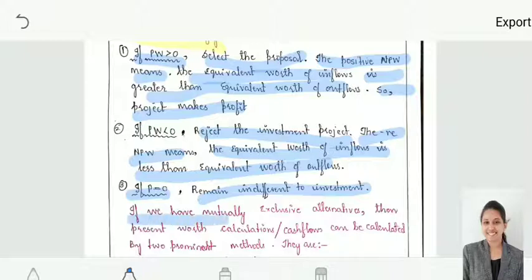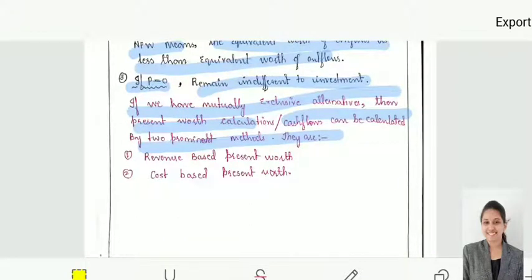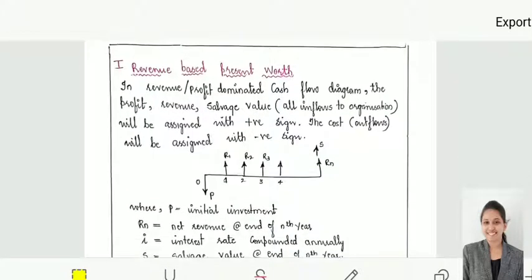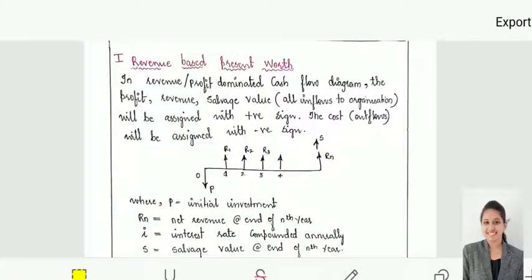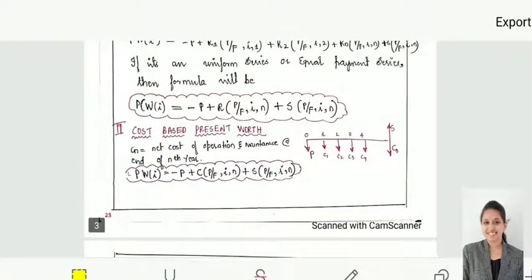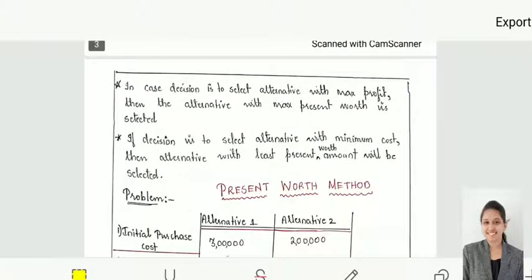If we have mutually exclusive alternatives, then the present worth calculations of the cash flows can be done by two predominant methods: the revenue based present worth or the cost based present worth. Revenue based means the amount that you are getting back. Cost means the investment that you are making. Again, you can go in depth and make a decision. Here I have given what you mean by revenue based present worth and also cost based present worth. This is not that important, but the concepts are very important, so you can go through them in the notes that I'll be giving you next.